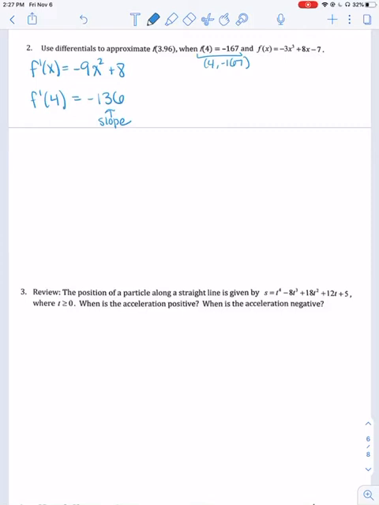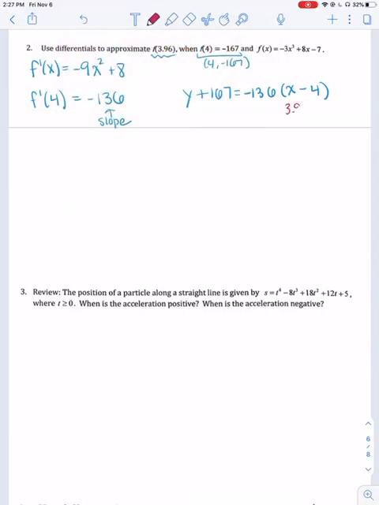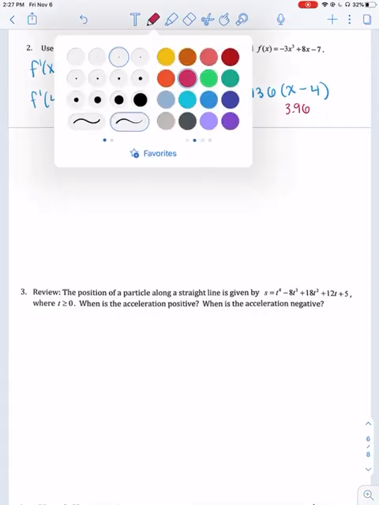So we're going to have y minus negative 167, so plus 167, equals m, which is our negative 136, times x minus 4. And so that is the equation of the tangent line. And we're trying to approximate f of 3.96. And so you can just plug in the 3.96 where you see the x.